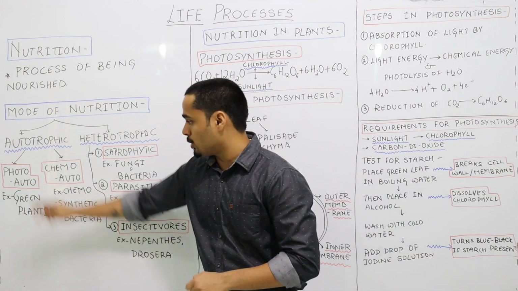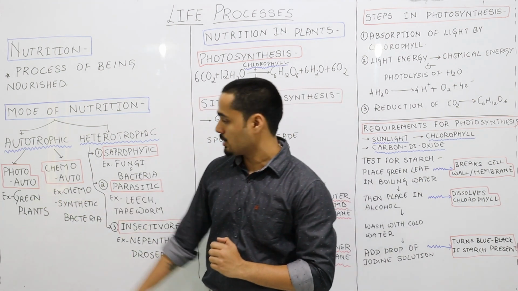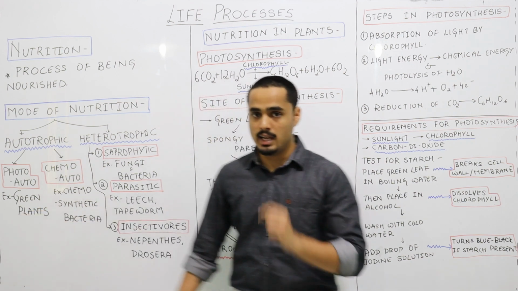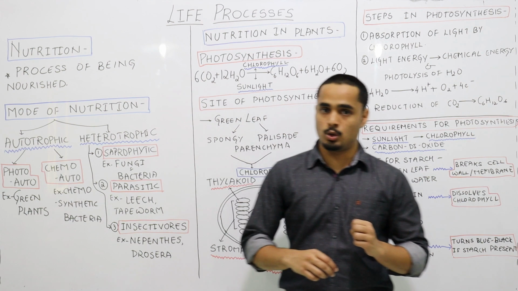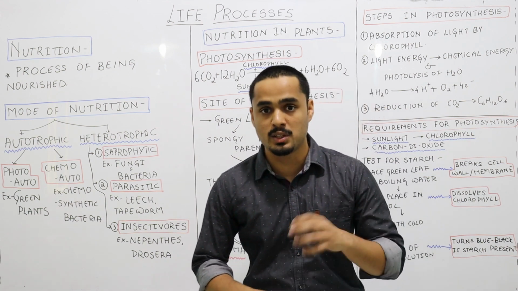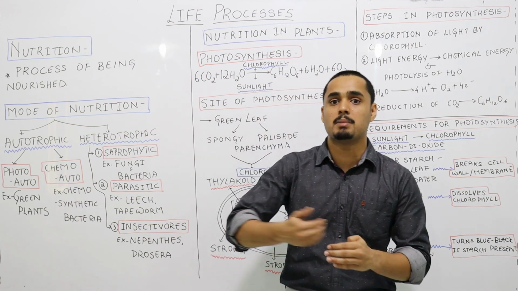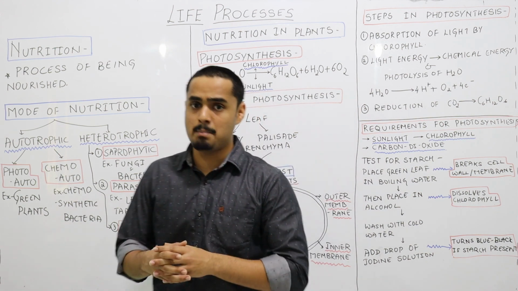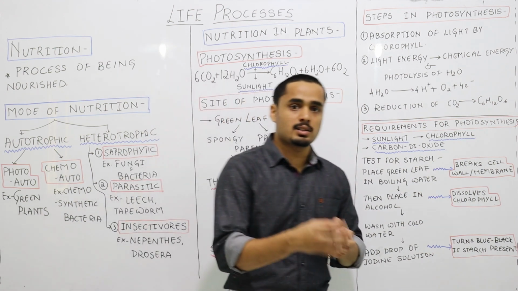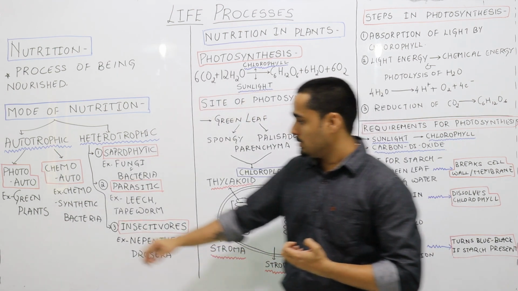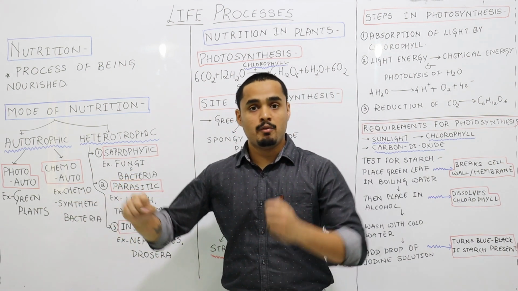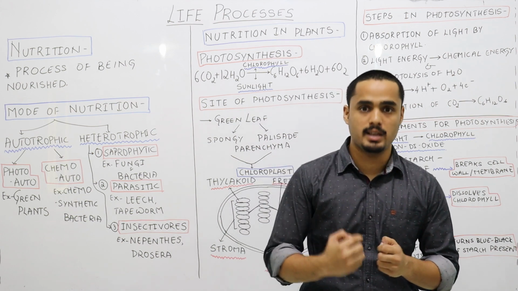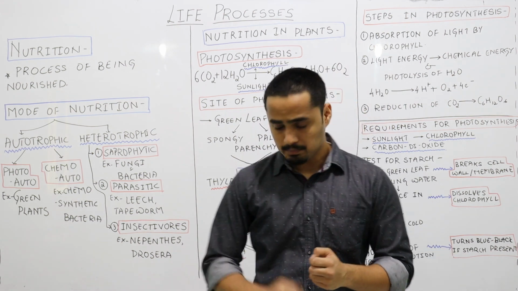Okay, so under photoautotrophic the example that we need to focus on is green plants, and then we have chemoautotrophic. So when we talk about chemoautotrophic, these are the organisms which depend on chemicals for the manufacturing of their food. For example, it could be a simple chemical like sulfur. Okay, so these are the bacteria, or we call them chemosynthetic bacteria, which utilize the chemicals in the surroundings and manufacture their own food.